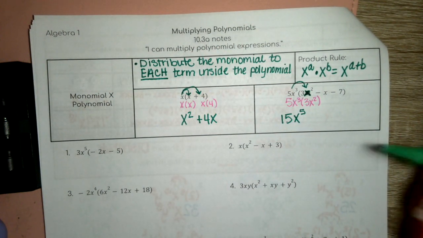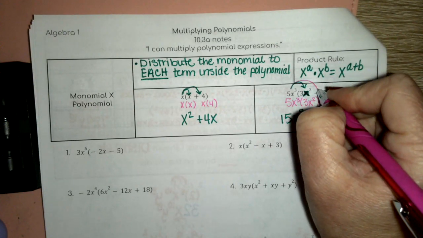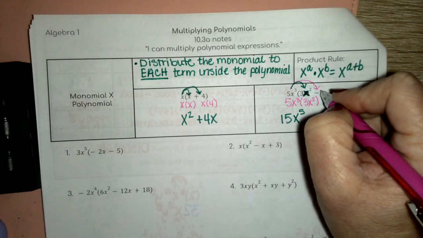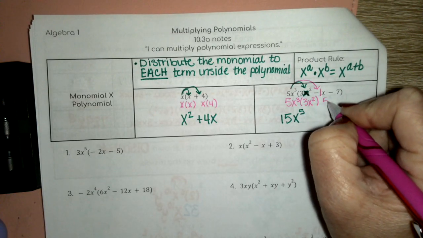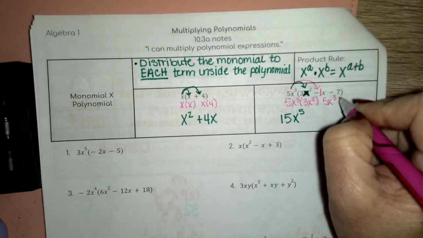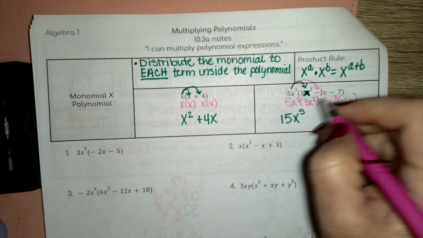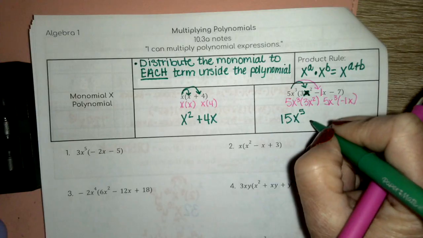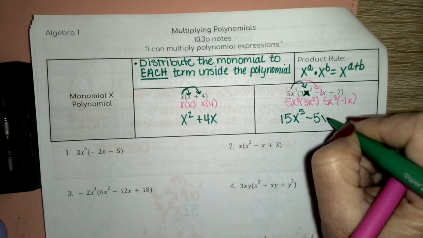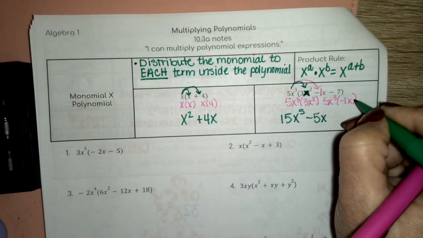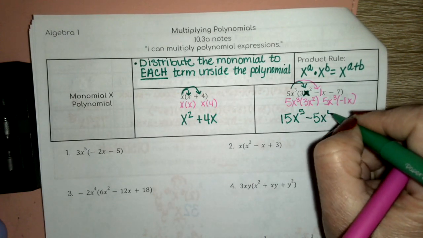Then we're going to take this next one and go to this one. And remember, there's an understood 1 right here. So we have 5x cubed times negative 1x. And 5 times negative 1 is negative 5. And then we have an x. There's 3 out here and 1 inside. So 3 plus 1 is 4.